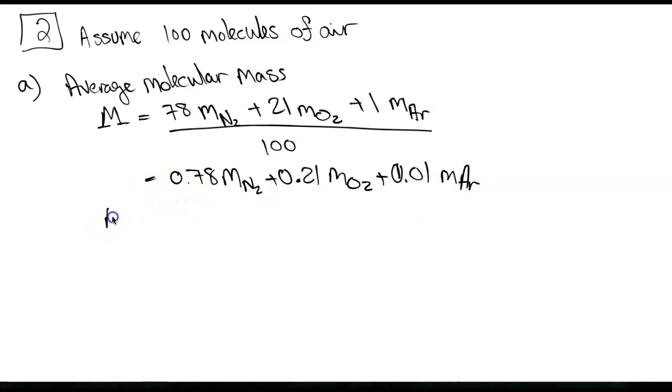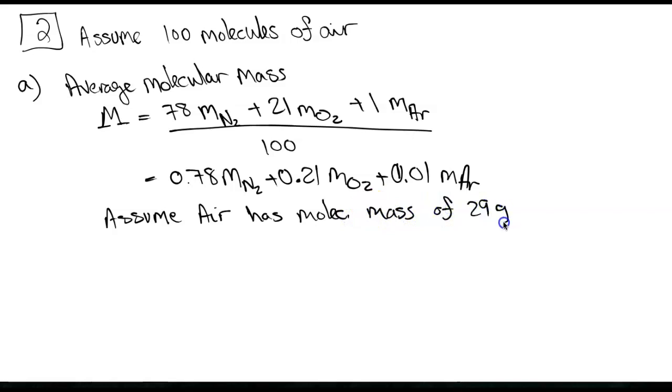And assuming that air has a molecular mass of 29 grams per mole, then using the ideal gas law, we can find what the number of moles is. So that will give us PV over RT.